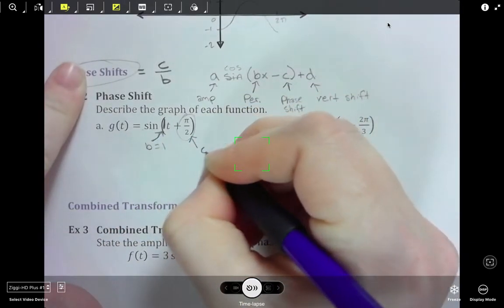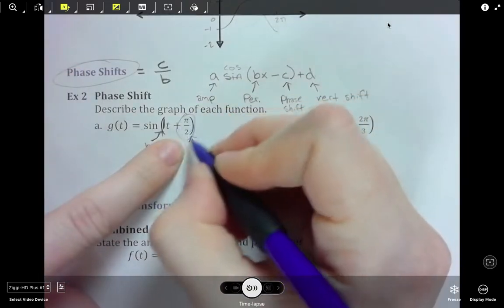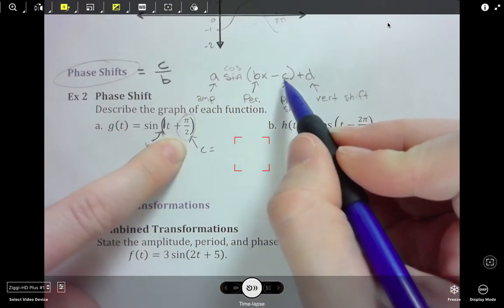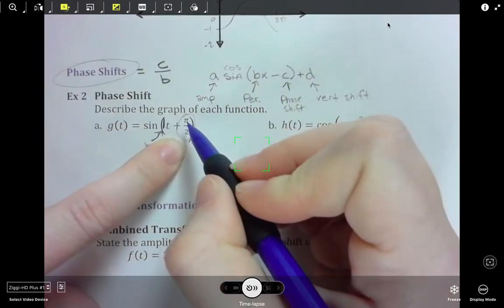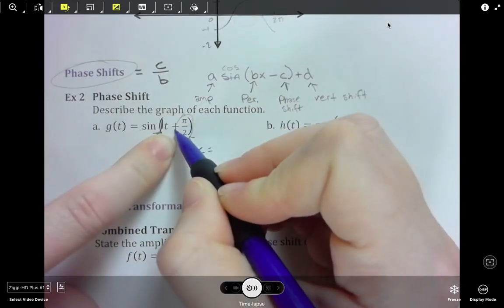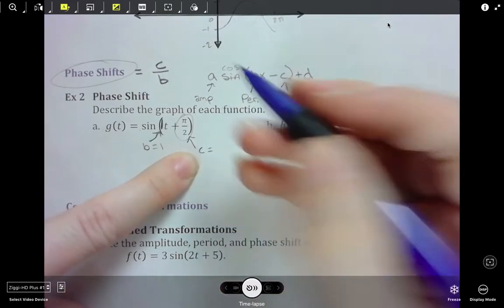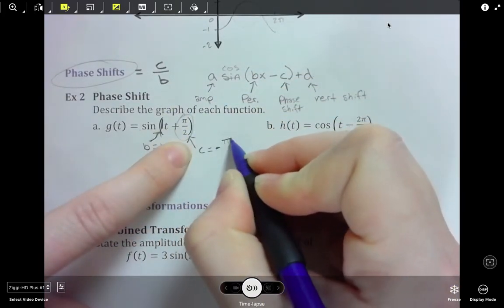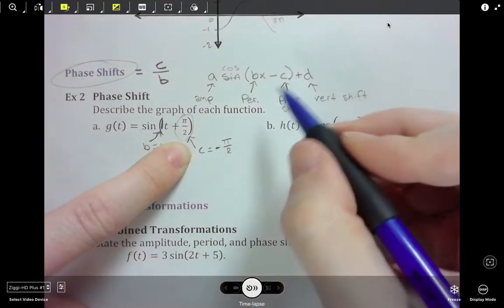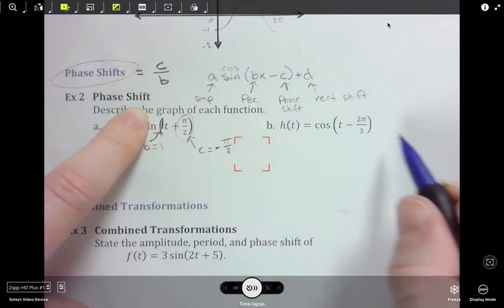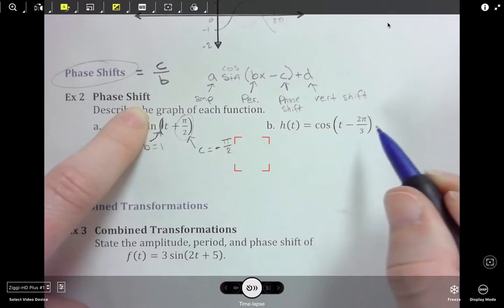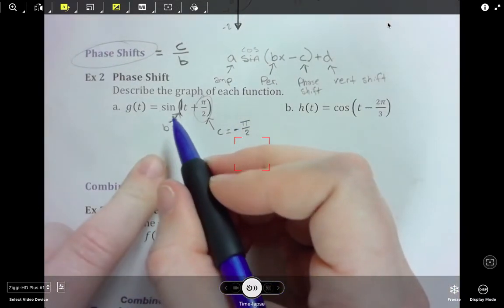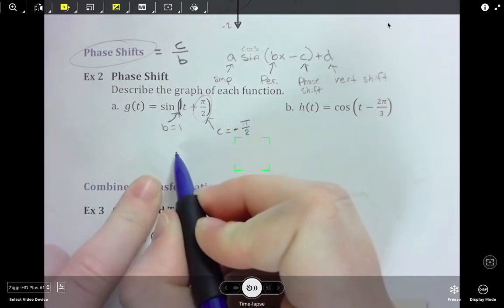Now, your C value is determined by this number here, but notice in the equation right here that C is negative. So whatever this number is here, we have to turn it negative in order to count it as my C value. So C isn't just pi over 2, it's negative pi over 2. We will always flip that symbol. If it's negative to start with, it will be positive. Like over here, C will be positive 2 pi over 3. All right, so describe the graph of each function.